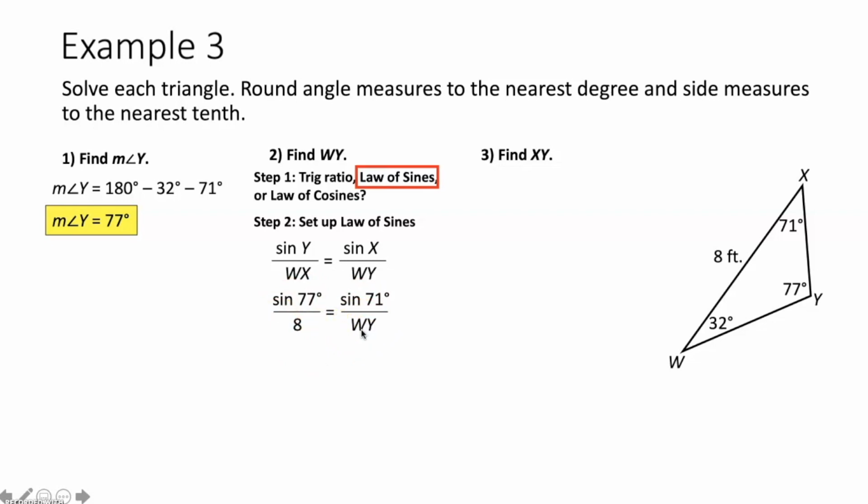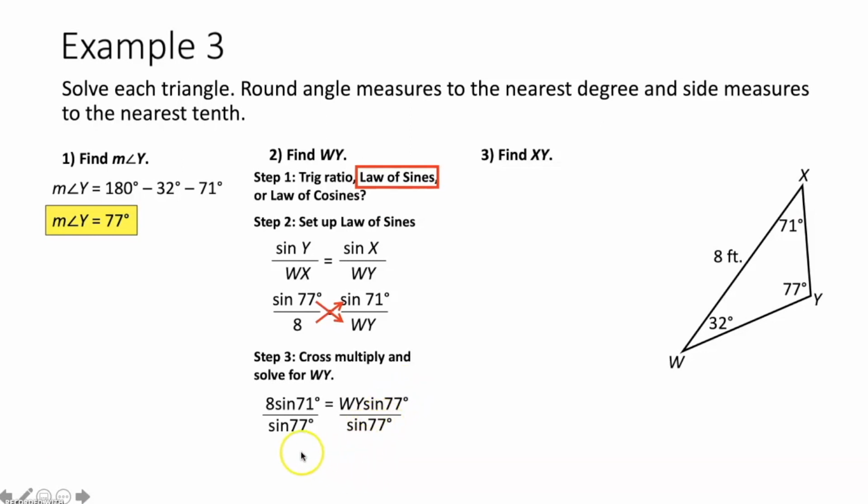So how do I do that? I use the cross product property. I cross multiply and set the two products equal to one another and solve for the measure of segment WY. So how do I get the measure of segment WY by itself? I divide both sides by sine of 77 degrees. When I do that, over here, these cancel each other out, and I get that the measure of segment WY is equal to, and then on this side, I just plug this all in my calculator, and I get that the measure of segment WY is equal to approximately 7.8 feet if we're rounding to the nearest tenth of a foot.